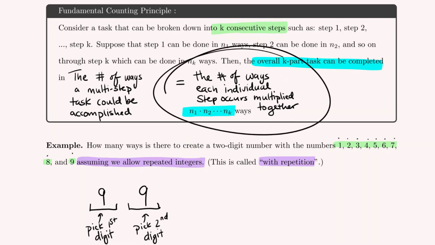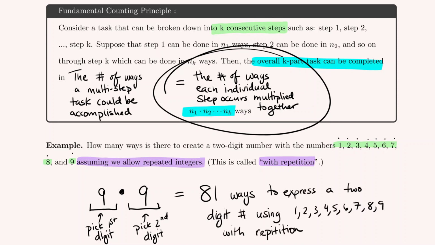And then to use this rule, it says if you multiply the number of ways each step could occur, that resulting value, which 9 times 9 is 81, means there's 81 ways to pick or to express with repetition.